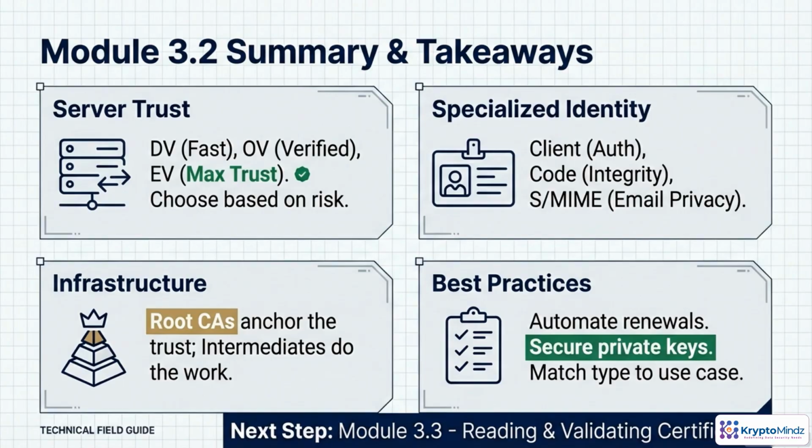Let's quickly lock in the big ideas from certificate types before we move on. For servers, the key decision is how much identity validation you need. Domain validation is fast and cheap, and mainly proves control of a domain. Organization validation adds verified business identity. Extended validation gives you the strongest, most rigorously checked identity. You choose among them based on the risk and impact of that application, not by habit or price alone.